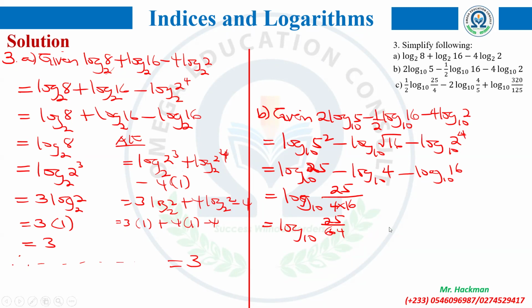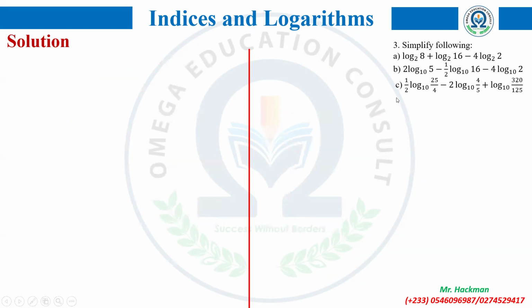Okay, so now the last question for all of us, which will be the C. If you are able to do the C, all the information that I will give you, you will need it to do your assignment. So you should be able to. Wow, I have some few minutes. So C, what am I given? I've been given 1 over 2 log to the base 10 of 25 over 4, then minus 2 log to the base 10 of 4 on 5. But that's not all, plus log to the base 10 of 320 over 125. All correct.